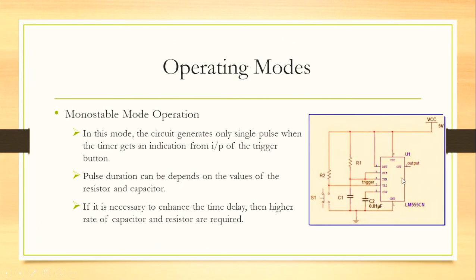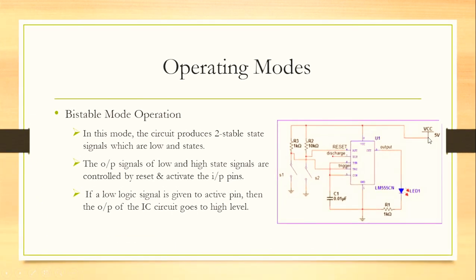And then we have the monostable mode. This circuit generates only a single pulse when the timer gets an indication from the input of the trigger button. Here's the trigger button. Here it gets input from here and produces only a single pulse. That's why it's called monostable. And then we have bistable mode. In this mode, the circuit produces 2 stable state signals which are low and high states. It has 2 outputs.